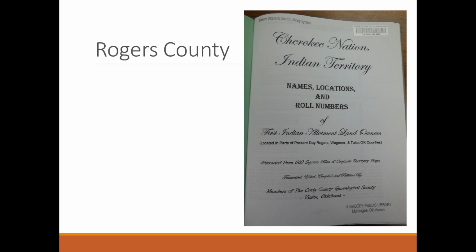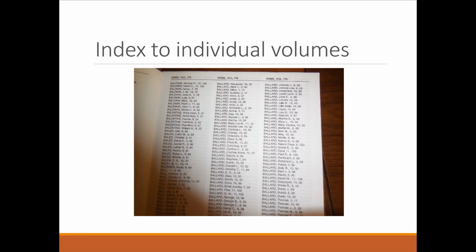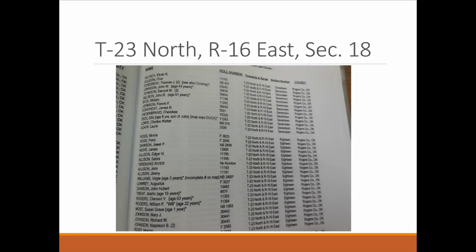So now I'm going to the Rogers County book, and this also contains parts of Wagner and Tulsa counties. I'm going to go to the index in the back, and it will tell what page. So, about halfway down, you find the Rogers, Clement V, and for some reason they put his age, and they also gave Will's name and gave his nickname. So their allotments are in Township 23 North, Range 16 East, Section 18.